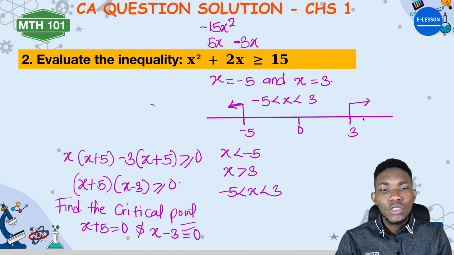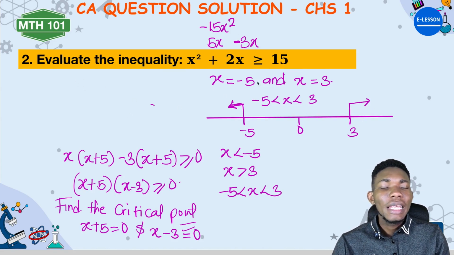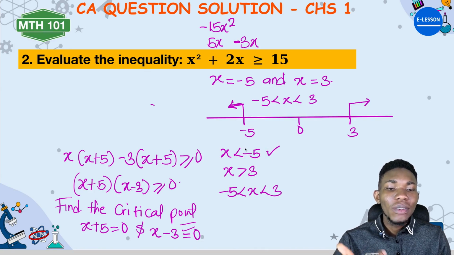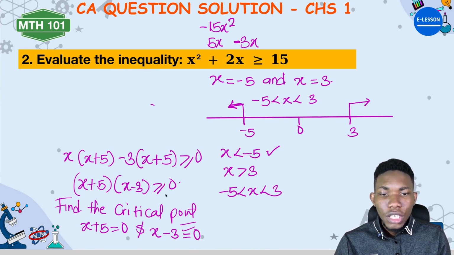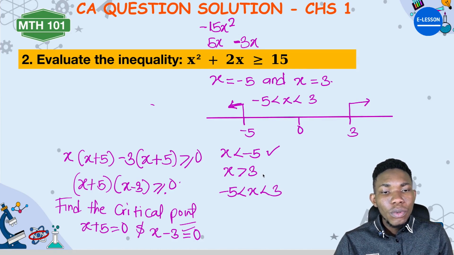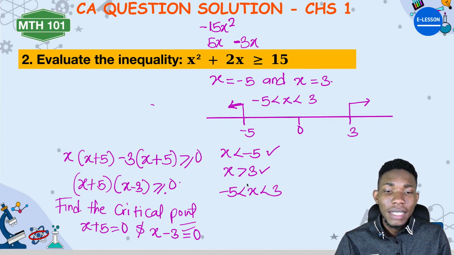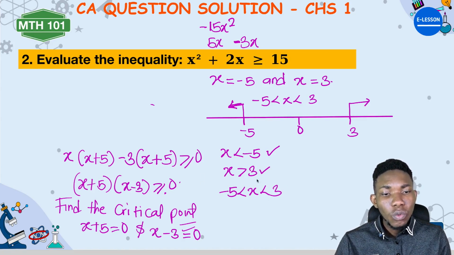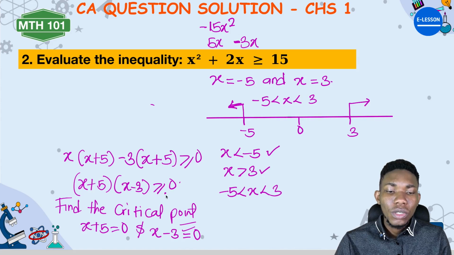Now, what we are going to do is put all this into the equation. If you put any value less than minus 5 into this equation, and your answer is equal to 0 or greater than 0, then that one is a solution. If you put any value greater than 3 into this equation, and your answer is greater than or equal to 0, then that one is a solution. If you put any value within this limit into this equation, and your answer is greater than or equal to 0, then that one is a solution. What do we mean by that?